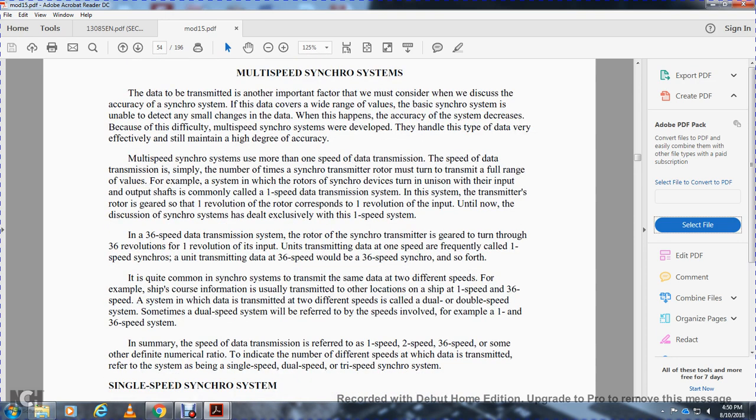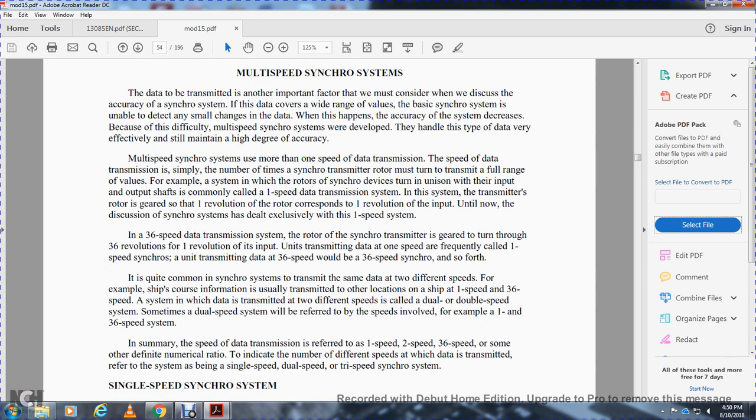In 36-speed data transmission, the synchro transmitter rotor is geared to turn through 36 revolutions for one revolution of the input. The unit that transmits the data at one speed is frequently called 1-speed synchro, and the unit transmitting the data at 36 speed is the 36-speed synchro, and so forth. Things are quite the same as with the common synchro system.